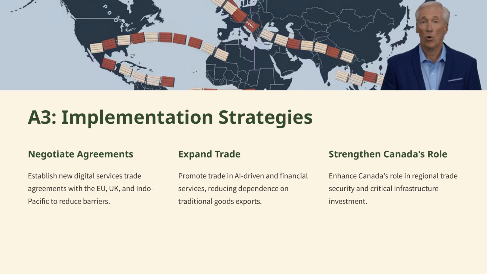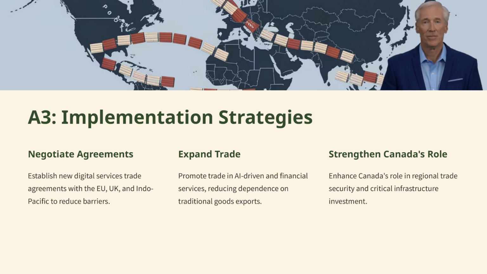Finally, strengthening our role in regional trade security and investing in critical infrastructure will help safeguard our economic interests. This isn't just about protecting what we have, it's about building a foundation for future success. Together, these steps form a clear, actionable roadmap. They transform bold vision into practical action and set us on a course toward a more diversified and resilient trade future.